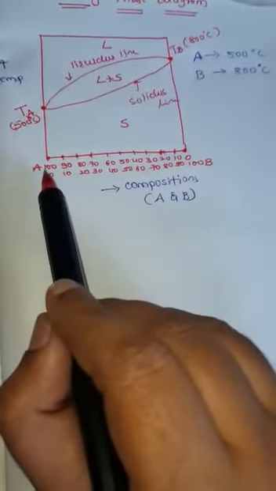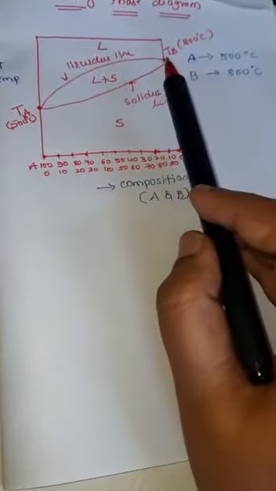Why do I mark TA here? Because A is 100% here. Why do I mark TB here? Because B is 100% here. If you change this point, then it will be wrong.